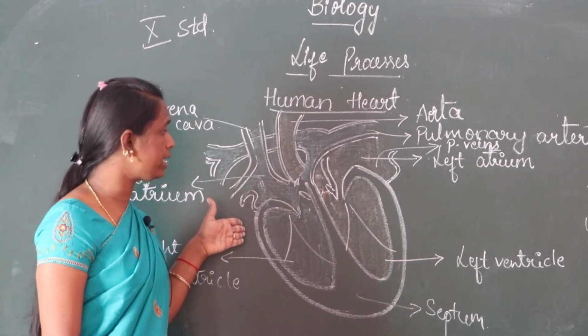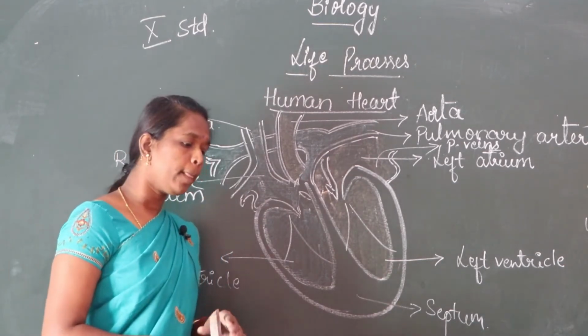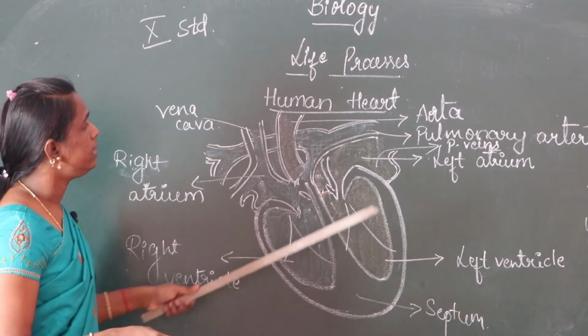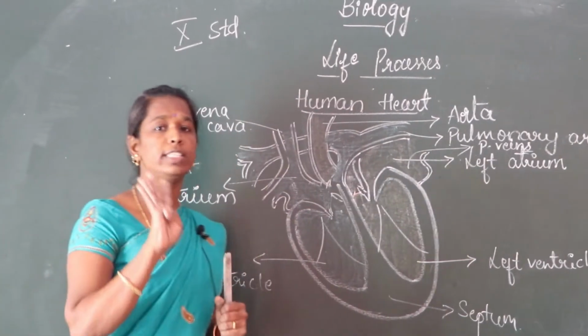The rib cage protects the lungs and heart from injury. And also this human heart, it is a 4-chamber heart.